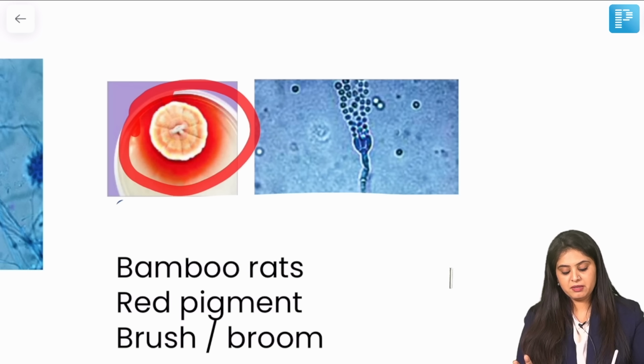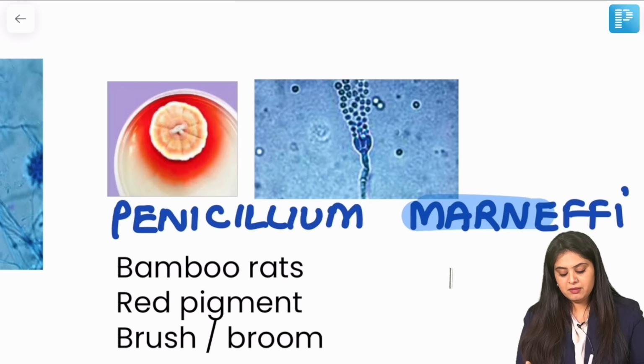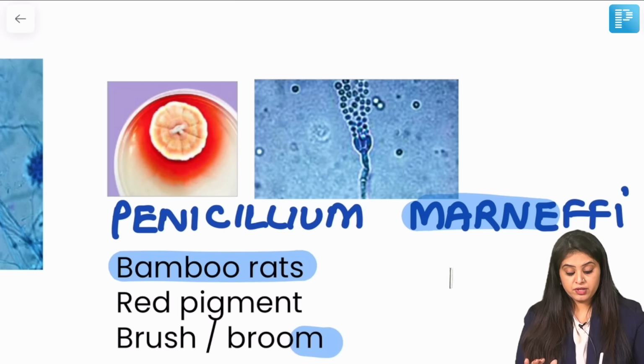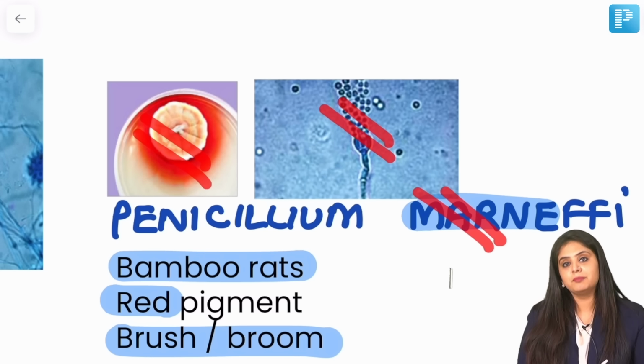I can see red pigment, and they say the reservoir is rats. You know it is Penicillium marneffei. मारना किसे मारना है? Rat को मारना है. How are you gonna hit the rat? You are gonna hit it with a jhadu and उसे मार मार के लाल करना है. So that is red color pigment. Broom appearance, red pigment, Penicillium marneffei.